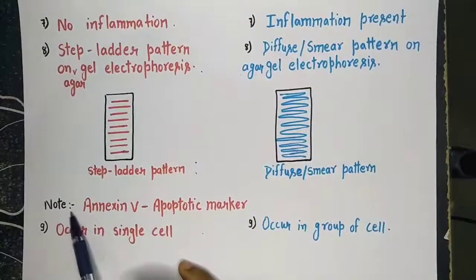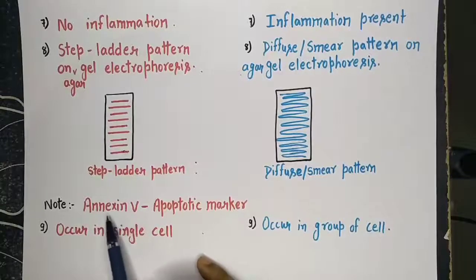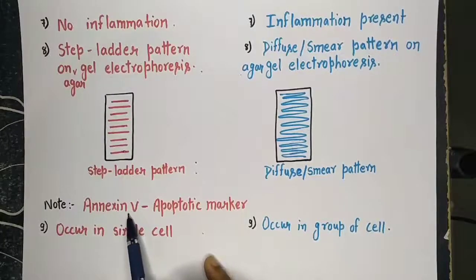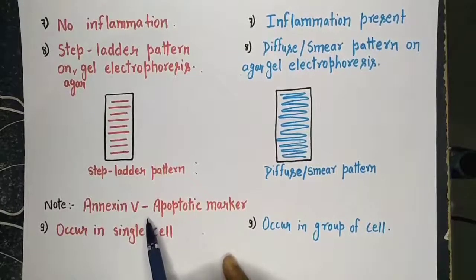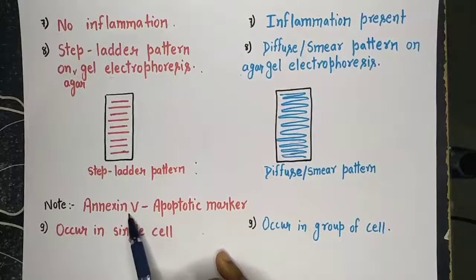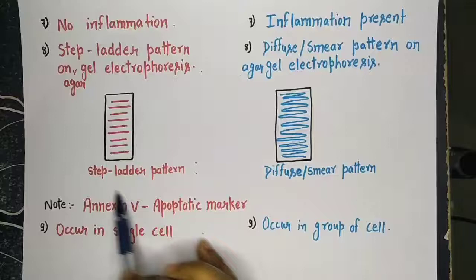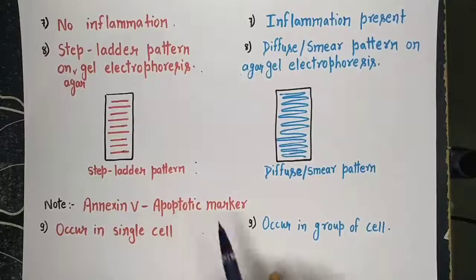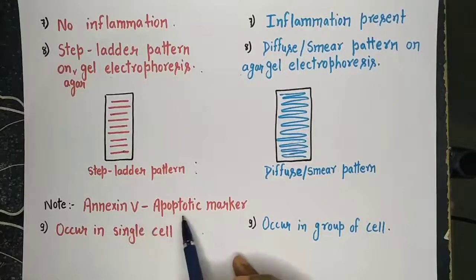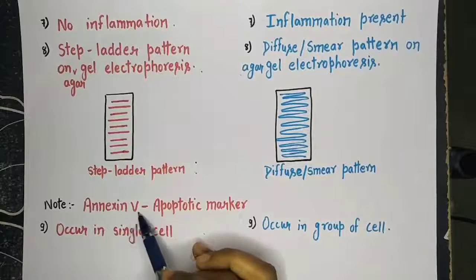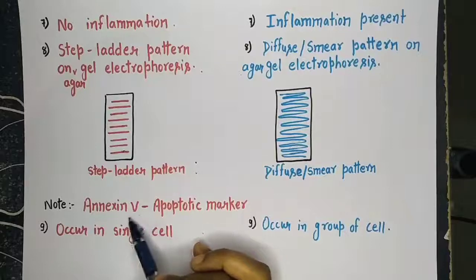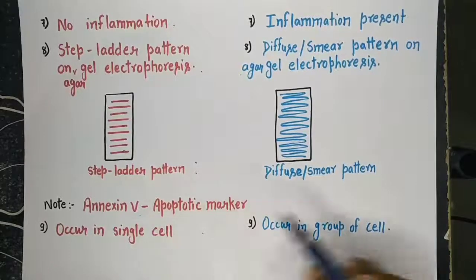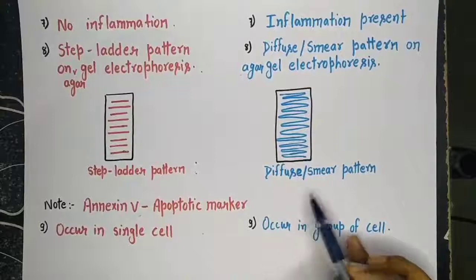Now, come to the important point of apoptosis. Annexin V. Annexin V is a chemical that is present in the membrane of a cell which has undergone apoptosis. The cell which has undergone apoptosis has annexin V in its membrane, and this is the marker of apoptosis. So, annexin V is an apoptotic marker. Presence of annexin V in the membrane of the cell will show that the cell has undergone apoptosis. But no chemical like this is present in necrosis.